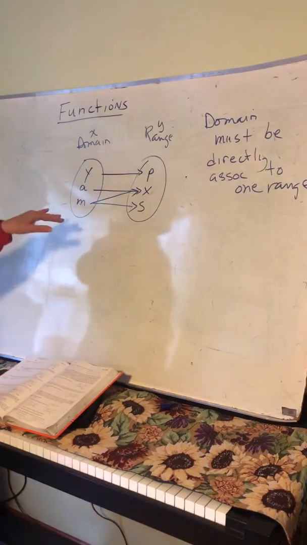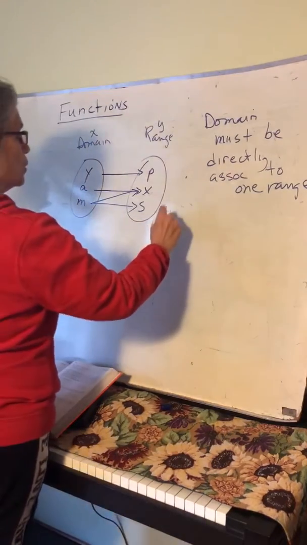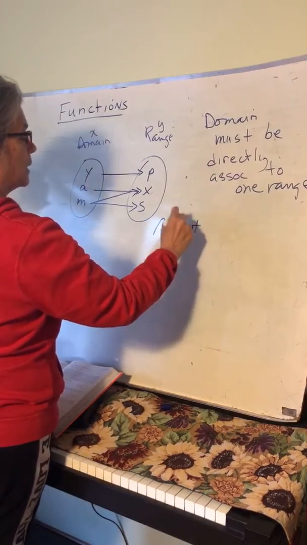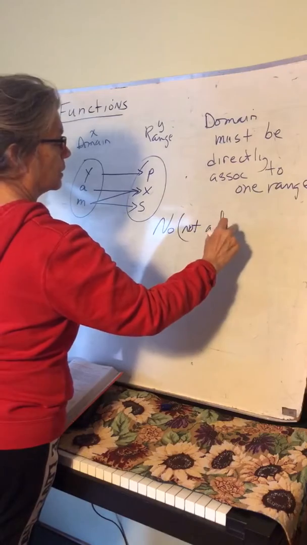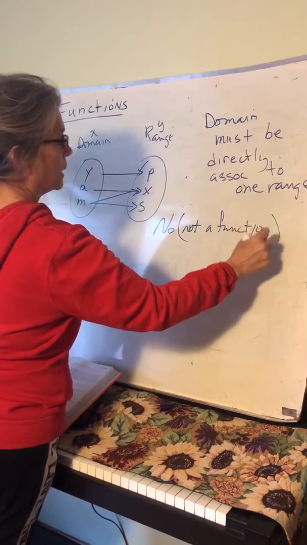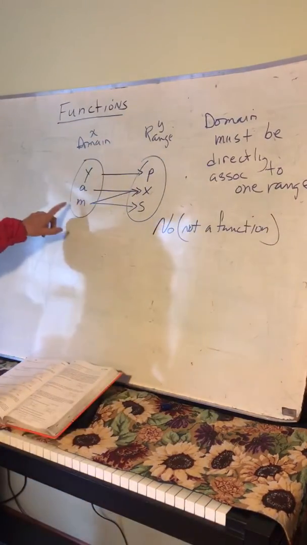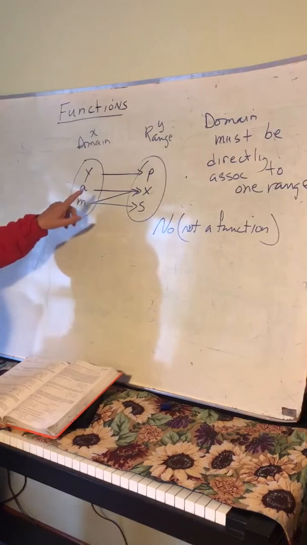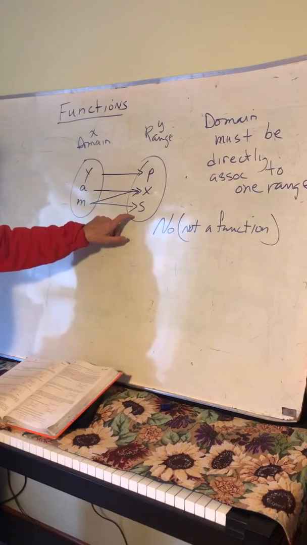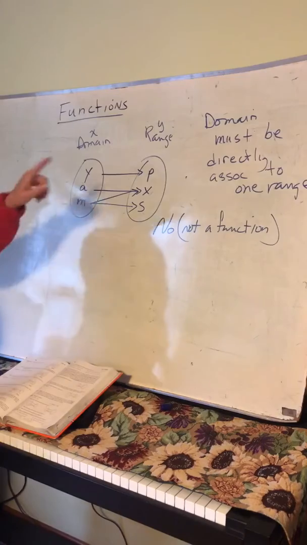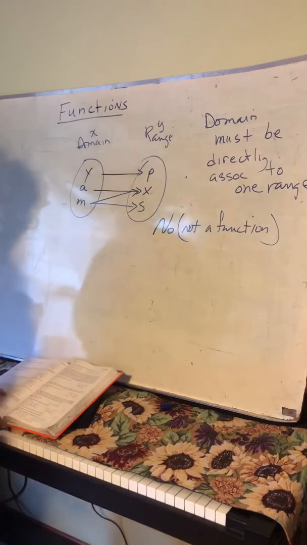This is not a function. No, not a function. Because one of the domains relates to two ranges. And that's not the rule, okay? That's not what it's supposed to be.